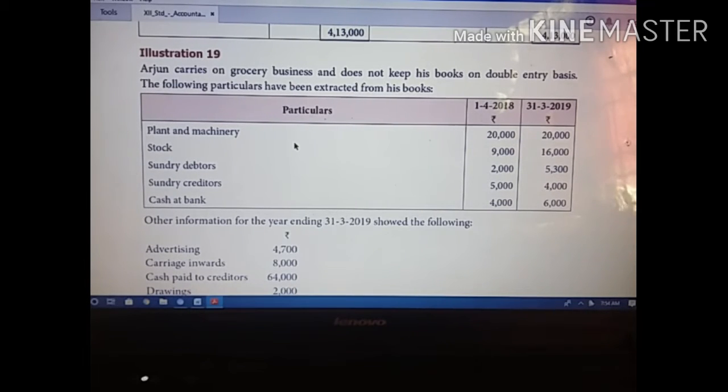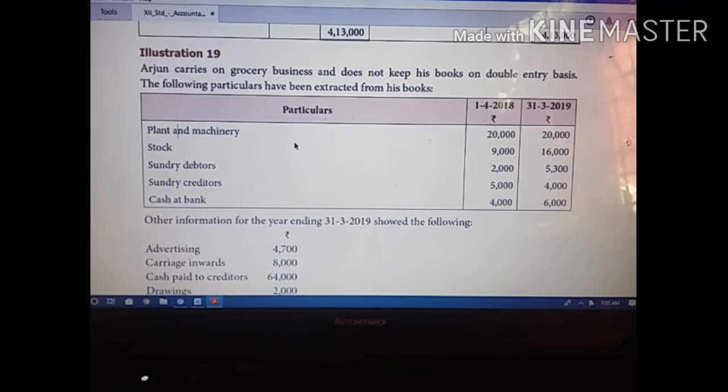I already told you, whenever you have to prepare a final account from incomplete records, you must read the question once, twice or thrice. Then only you can understand what we are going to prepare. So this is an incomplete record. Some records we have fully available, some we have partially, and sometimes some records are not even recorded in the books of account.